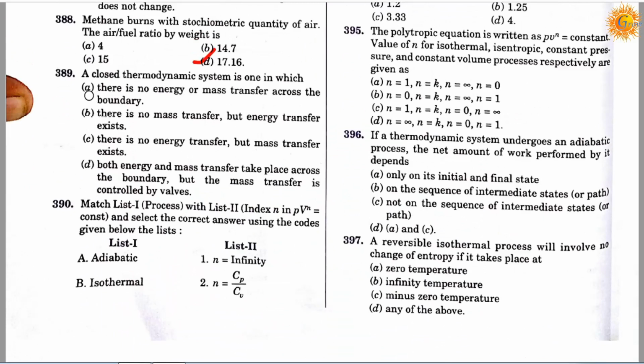Question number 389. A closed thermodynamic system is one in which option A, there is no energy or mass transfer across the boundary, option B, there is no mass transfer but energy transfer exists, option C, there is no energy transfer but mass transfer exists, and option D, both energy and mass transfer take place across the boundary but the mass transfer is controlled by valves. So the correct answer is B.